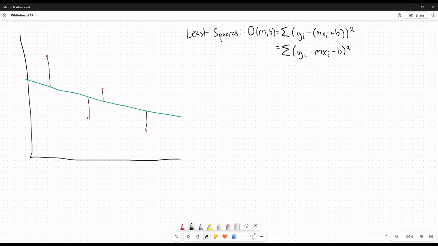Let's suppose that we have a set of data points, and we want to find a line that approximates those data points as well as possible. So we're trying to find a line of best fit.